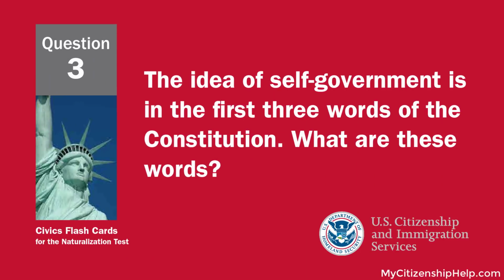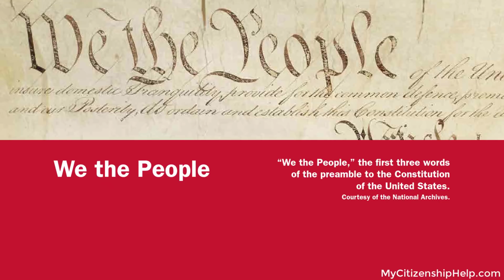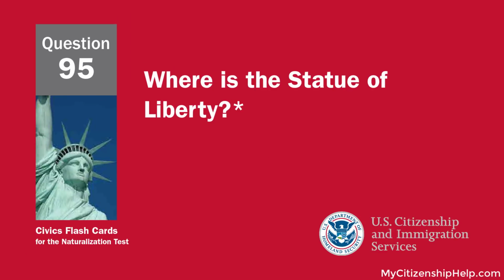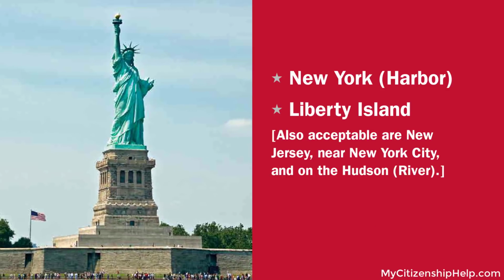The idea of self-government is in the first 3 words of the Constitution. What are these words? We the people. Where is the Statue of Liberty? New York Harbor. Liberty Island. Also acceptable are New Jersey, near New York City, and on the Hudson River.